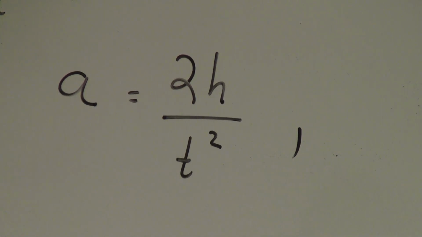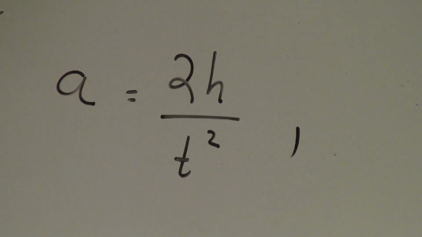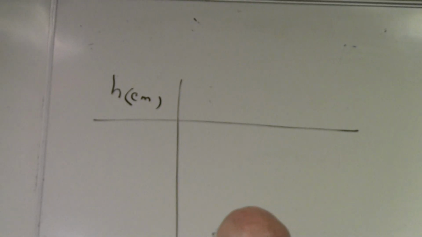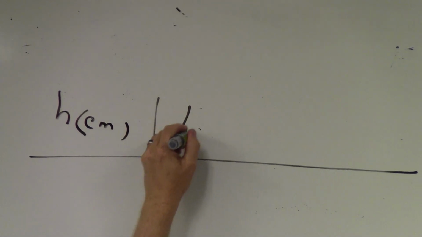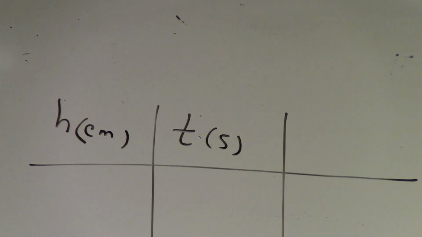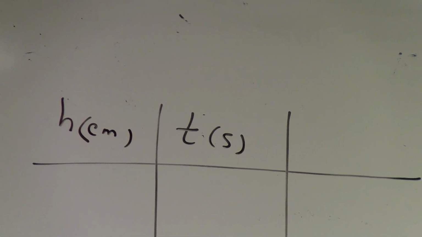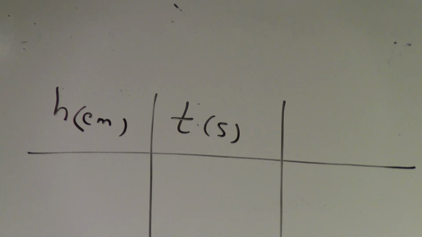Now, let me just jump over to the middle board here and put what will look like your table. And so there's the h in centimeters and your time in seconds. And those are going to be the raw data. Those are going to be the 2 pieces that I measure. And what you'll do, and maybe a picture of our equipment might help.